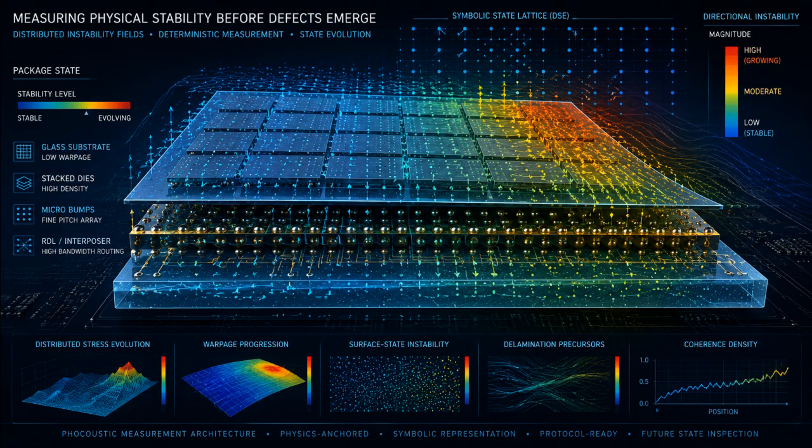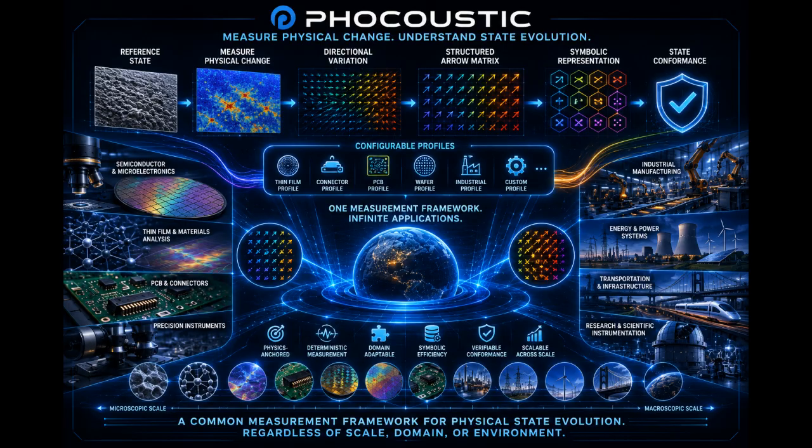As semiconductor packaging continues its transition toward glass substrates and increasingly complex architectures, new measurement challenges will emerge. For Phocoustic, the question is not simply whether something is defective. The question is whether a system remains in conformance with its intended physical state and how that state evolves over time. That shift in perspective may ultimately prove just as important as the transition from plastic to glass itself.